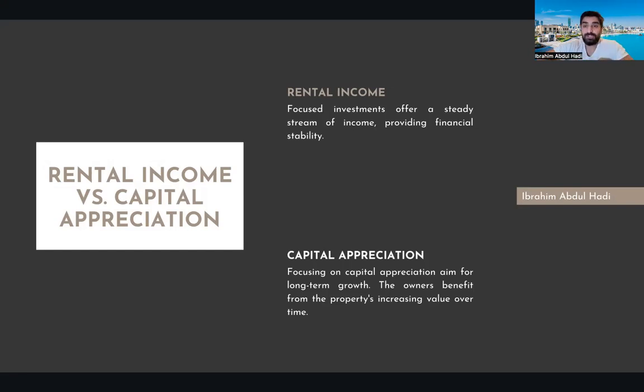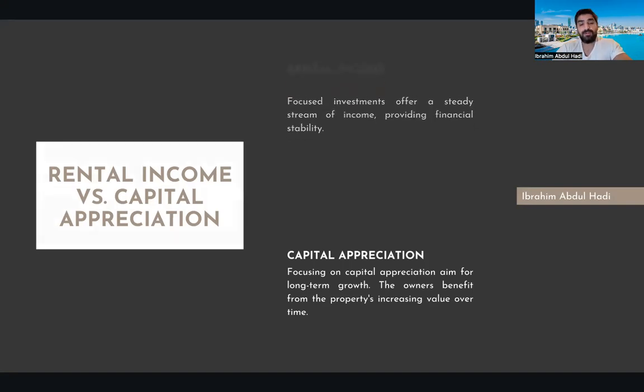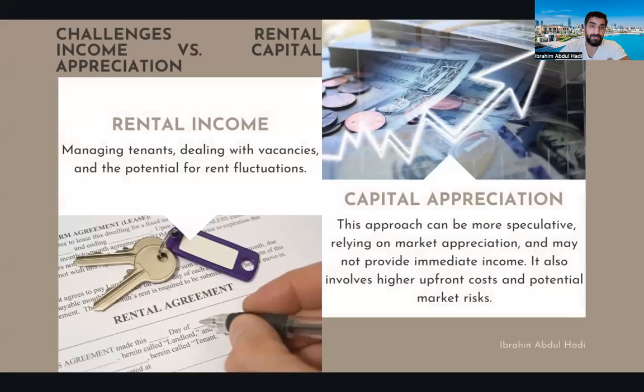Now we'll move ahead from the diversification between the type of property and location to income and capital appreciation. Rental income gives you steady income, providing financial stability as another source of income. However, capital appreciation gives you long-term capital growth, and this will benefit the owner, making more money when the value of the property increases over time.